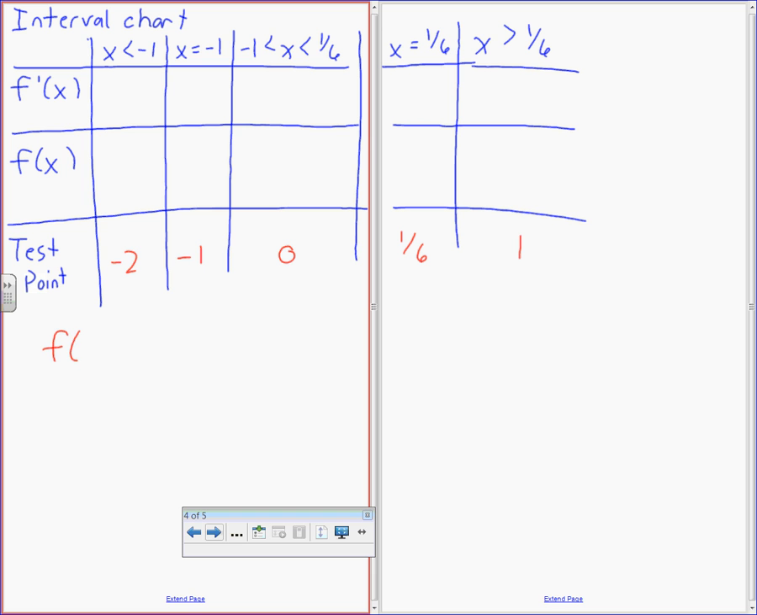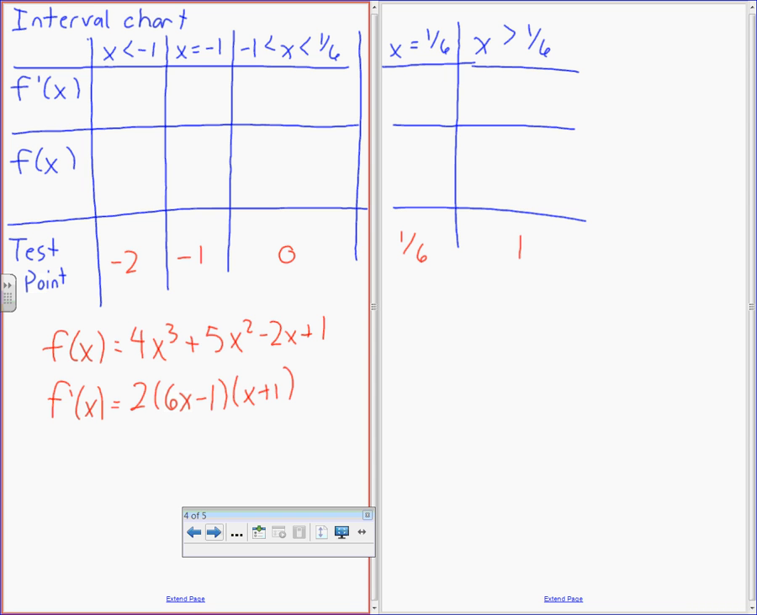If you were wondering, my f of x equation was equal to 4x cubed plus 5x squared minus 2x plus 1. And f prime of x was equal to 2 times (6x minus 1) and (x plus 1).